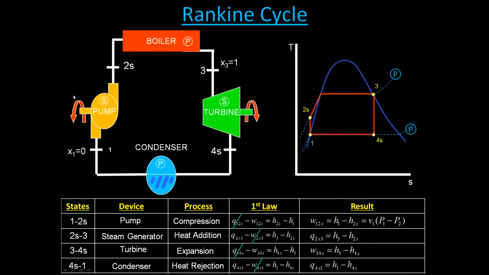The work is coming into this system, because for the pump, we add work and we get a pressure change. So since it's work in, this should be negative. For the steam generator, we're adding heat in, positive, so this term should be positive. For the turbine, now the work is coming out, we are generating work. So if the work in is negative, then work out is positive.